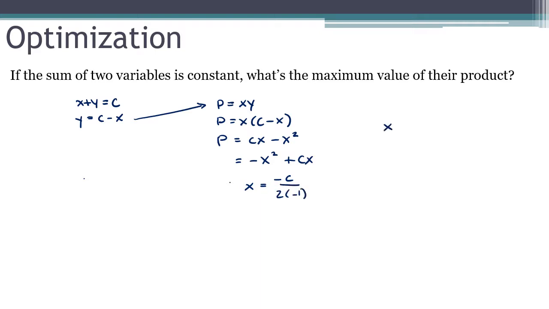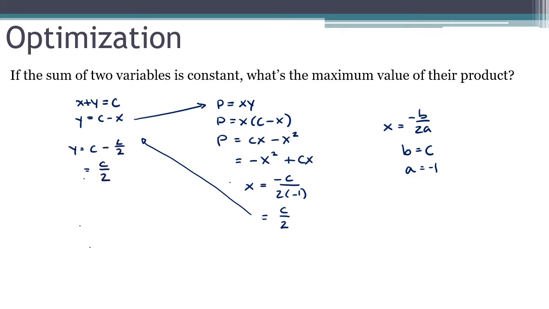Remember, the formula is x equals negative b over 2a. B is equal to the c in our equation, and a is equal to negative 1. Now, if we simplify this, this becomes just c over 2. Okay, so that is the x value that will maximize the product. Now, what's the y value? Well, substitute again. Take c over 2, put it back into here, and we get y equals c minus c over 2, which is also c over 2.